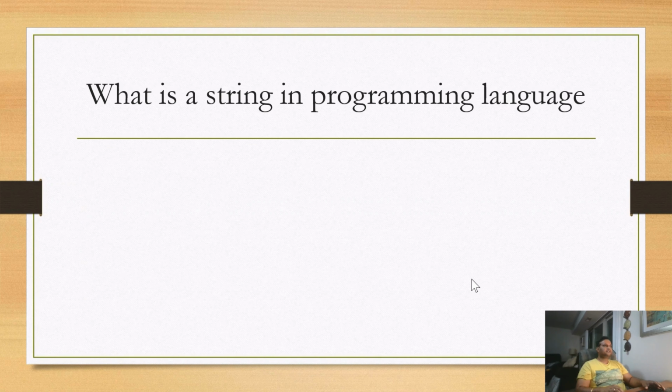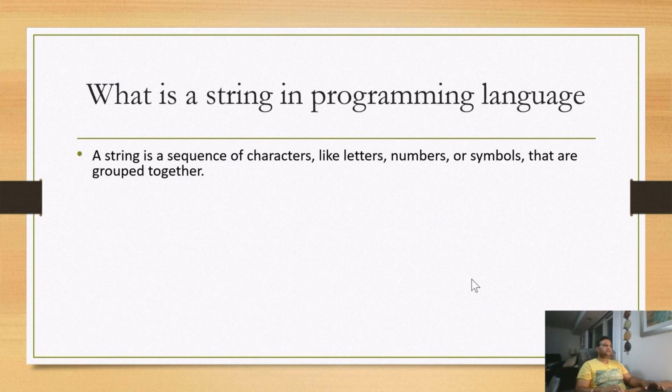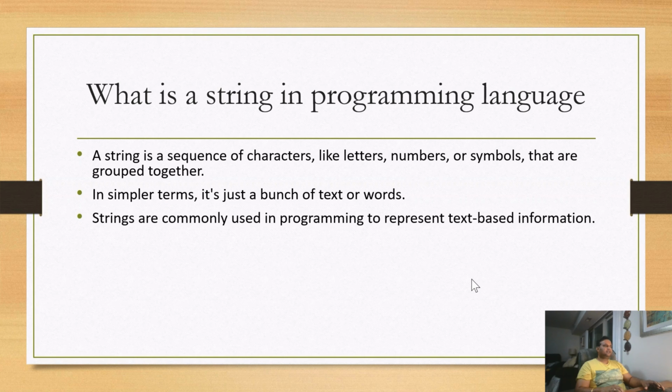Now, the very first thing is, what is a string in a programming language? A string is nothing but a collection of characters, and it doesn't mean only characters. It can be letters, numbers, or symbols. Another simple definition: it's just a bunch of text or words. And it is commonly used in programming languages to process text-based information.